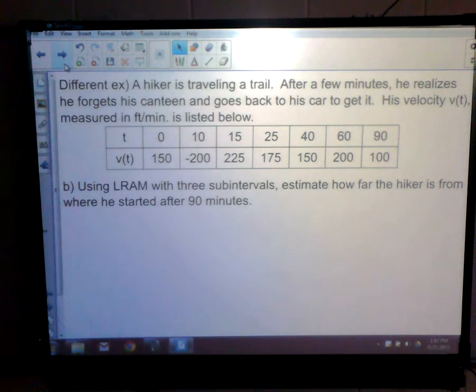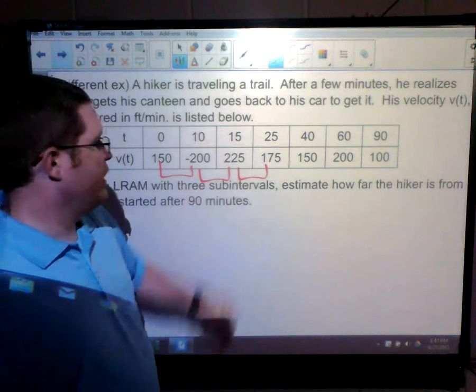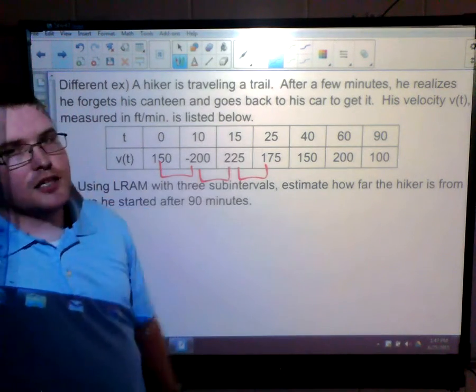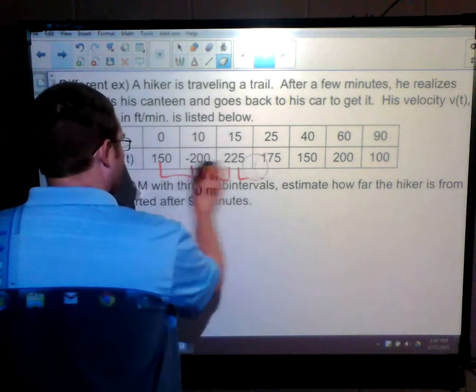B, use LRAM with 3 subintervals. Estimate how far the hiker is from where he started after 90 minutes. So I want change, which is good. 3 subintervals. 1, 2, 3. Uh-oh, that only takes me to 25 minutes. So how could I do this?